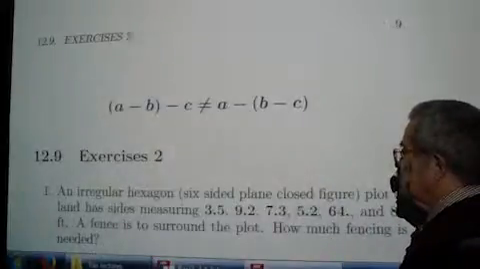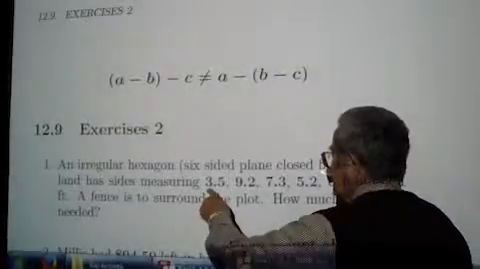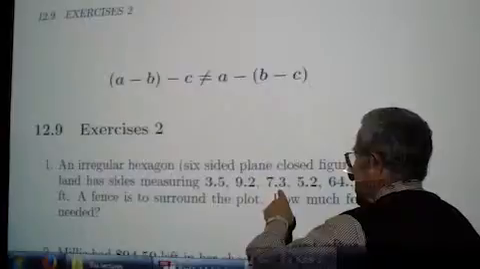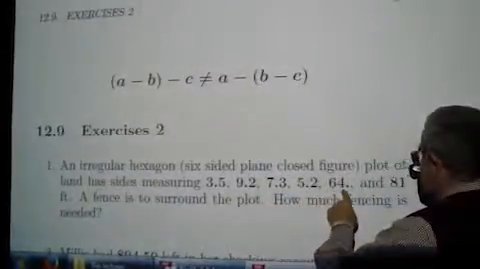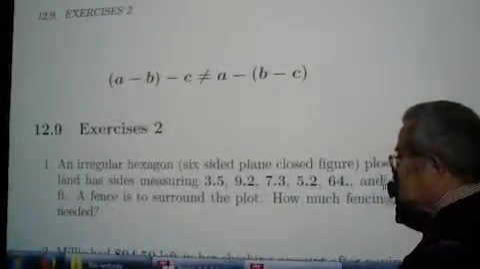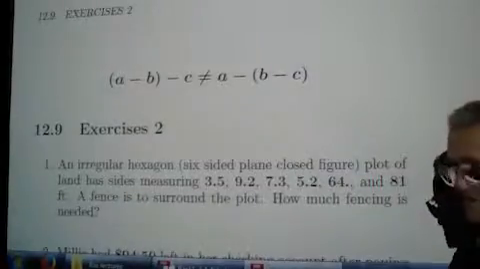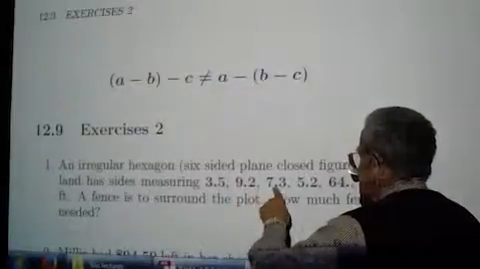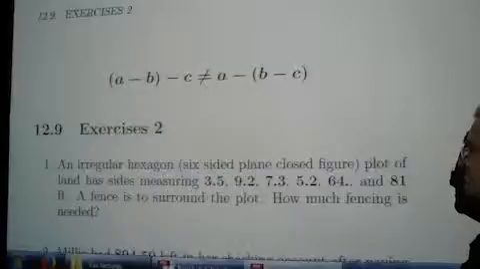Okay? An irregular hexagon has measures 3.5, 9.2, 7.3, 5.2, 64, and 81. How many feet of fencing do you need? I'll read the numbers again. 3.5, 9.2, 7.3, 5.2, 64, 81.